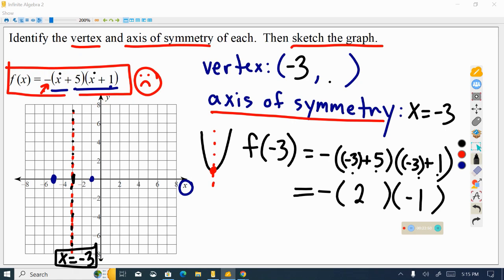Like I always say, think of it as you have $5 and you spend 3, then now you have 2. But if I only have $1 and I spend 3, my bank account is going to have a negative balance. So consider that, and now we realize that we have to do negative 2 times negative 1, and so a negative times a negative is a positive, and so we should have positive 2. And that tells me that that's the y-coordinate of the vertex.